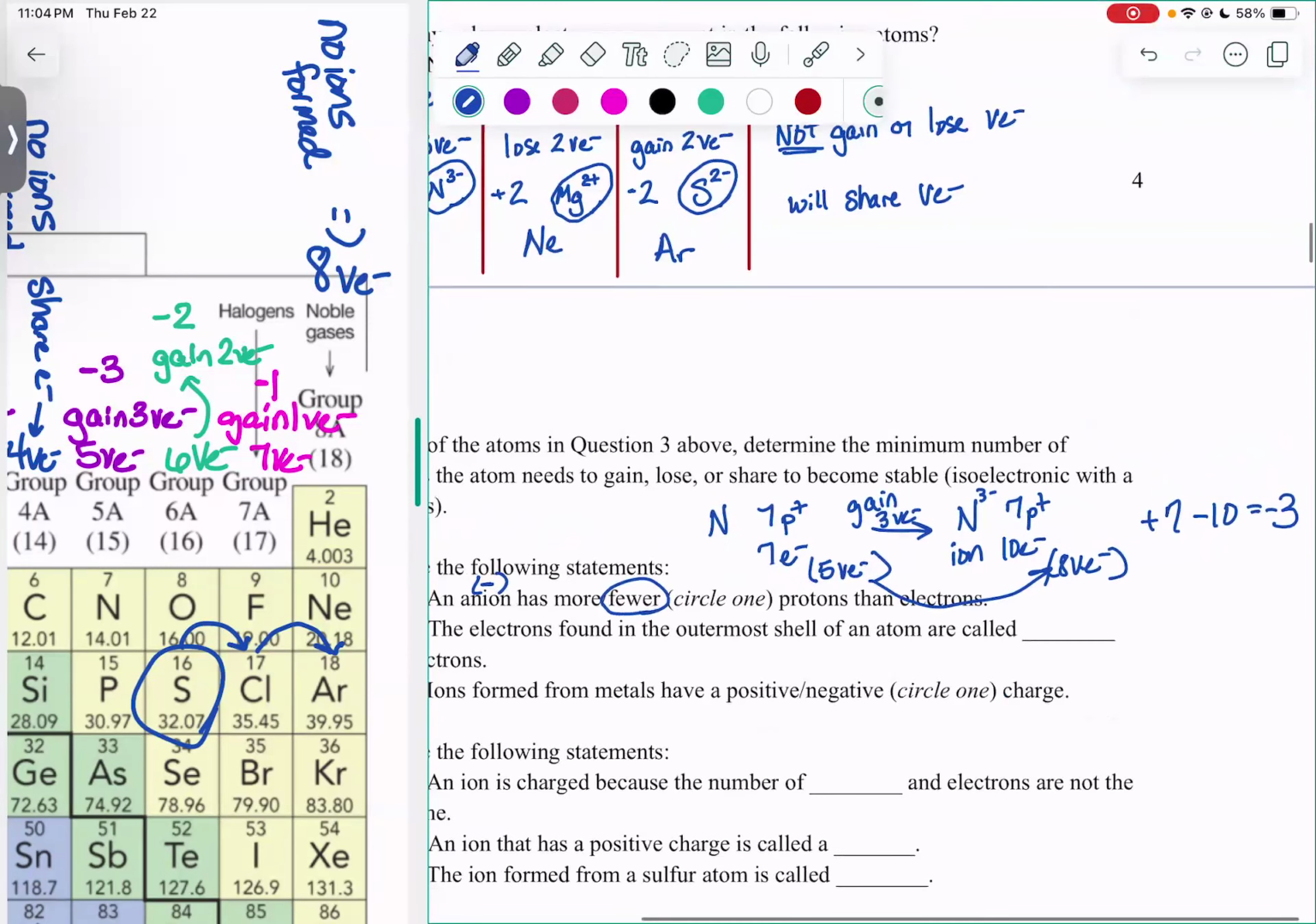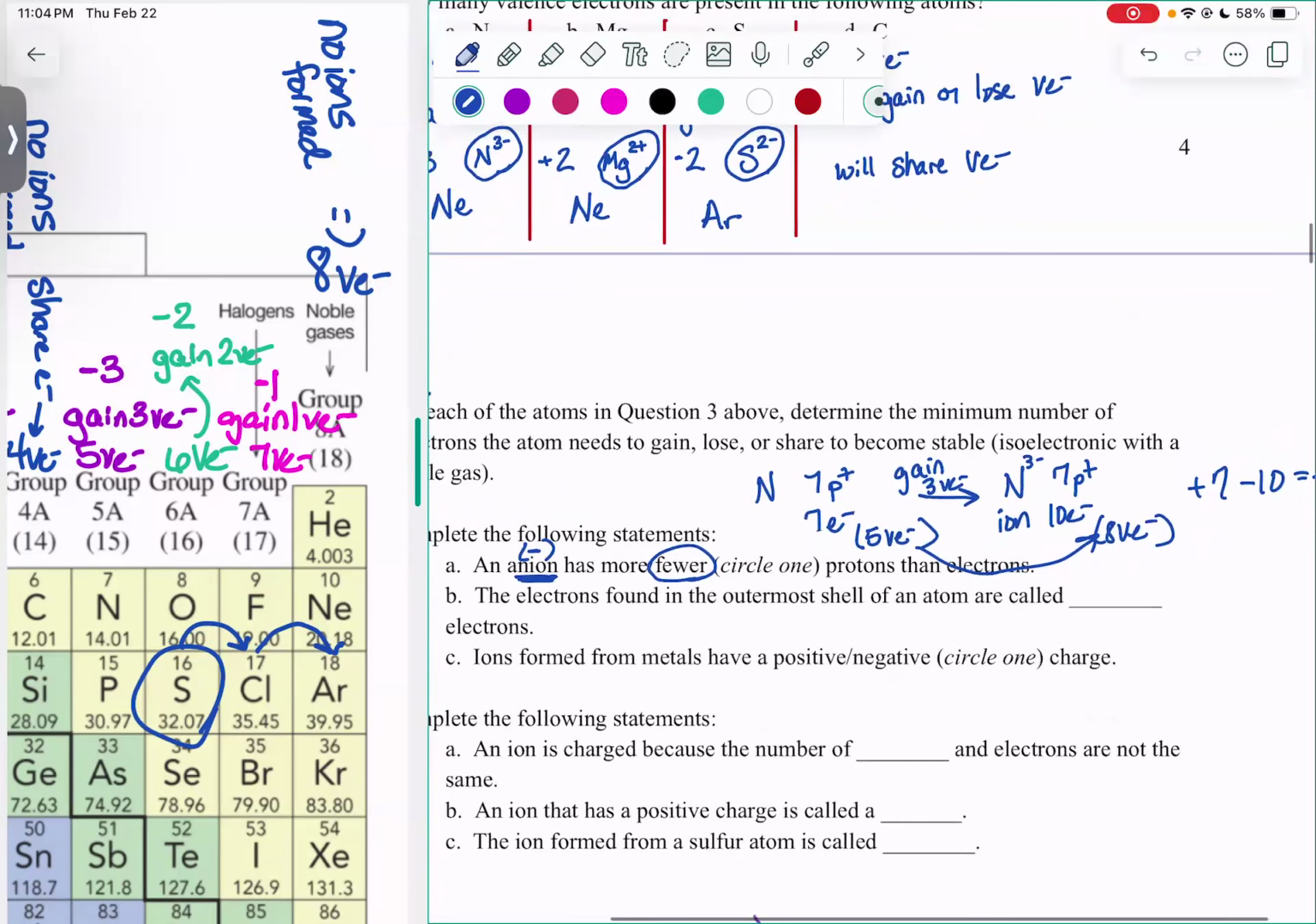So I just made an anion because it is negative. An anion has fewer protons than electrons. This only had 7 protons, whereas we had 10 electrons. The electrons found in the outermost shell of an atom are called valence electrons. Oh, they already have the word electrons.